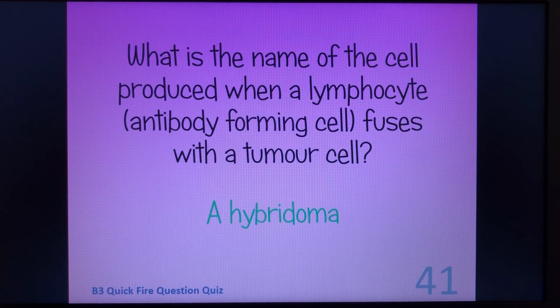Like a hybrid car or a hybrid bike, it's got two features there. It's a hybridoma. It's a hybrid of the tumour cell and the lymphocyte, the antibody forming cell. Okay, we must have the oma on the end. We can't just call it a hybrid, it's a hybridoma.